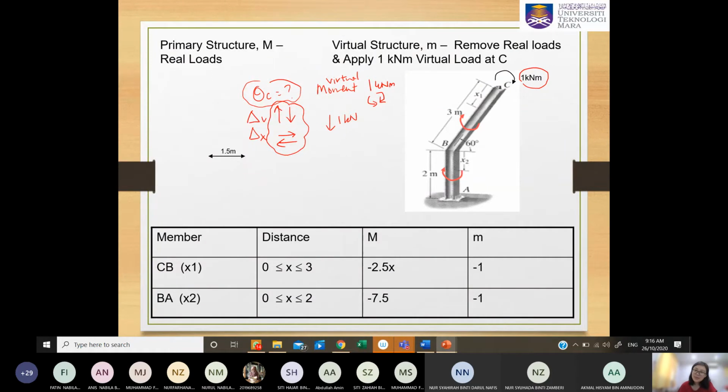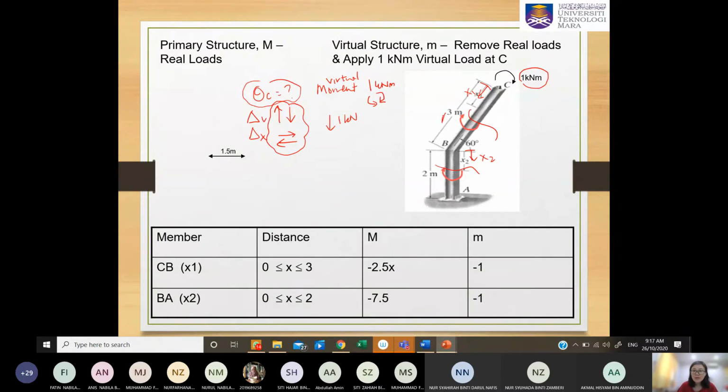Now if you look at this, we still cut the same section. Remember, our cut section for the virtual structure must be same with the real structure. So whatever we cut just now, we cut at the same place, and then the x starts at the same place as your real structure. And then the direction of your internal force shall be the same with your real structure as well.